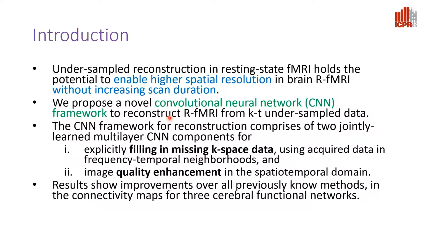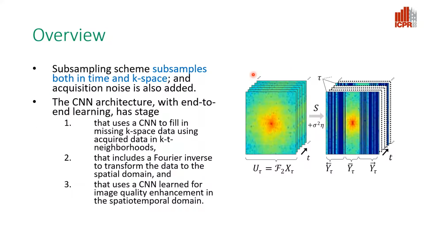Results are very promising, and I encourage you to see the paper for many more details, reasoning, and experiments that are not given in this presentation to save time. The figure on the right here shows how we retain the central k-space, which contains lower frequencies, and randomly sample lines outside it. We also undersample in time. We also add noise to simulate the acquisition noise.